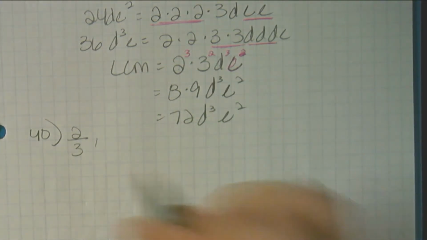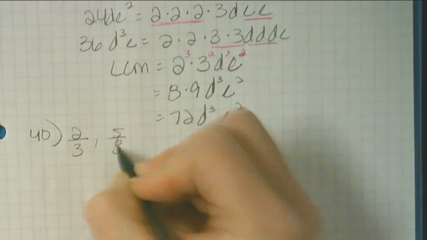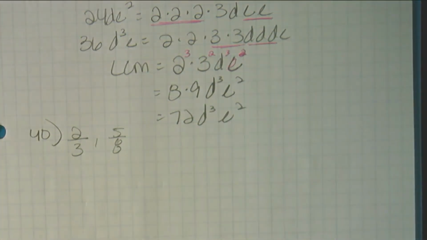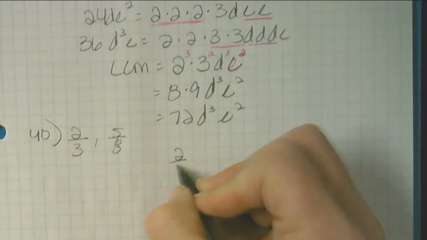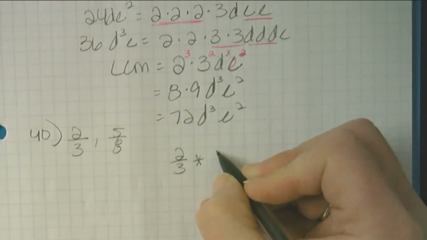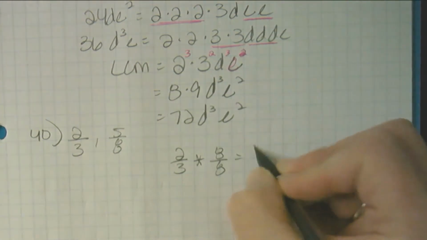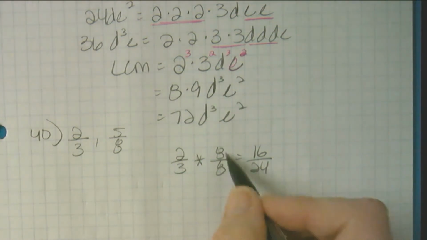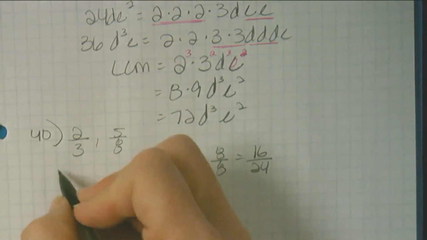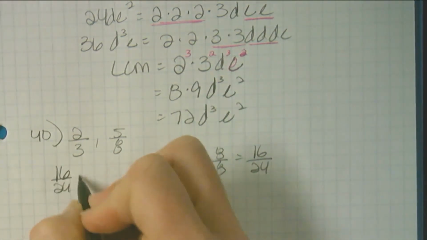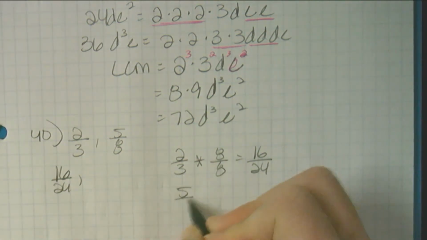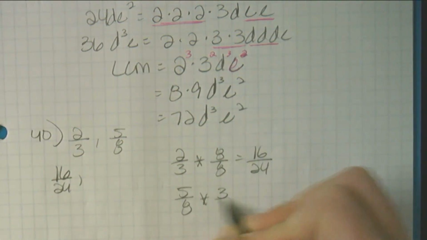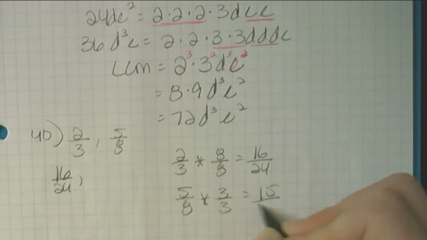So we have 2/3 and we have 5/8. So if 24 jumped in your head, that's fine with me. If something bigger jumped in your head, that's fine with me. One of the things I do need to see is that equivalent fraction work. So 2/3, I'm going to multiply by 8/8 to give me 16/24. And then I have 5/8. I'm going to multiply that by 3/3, and I'm going to get 15/24.